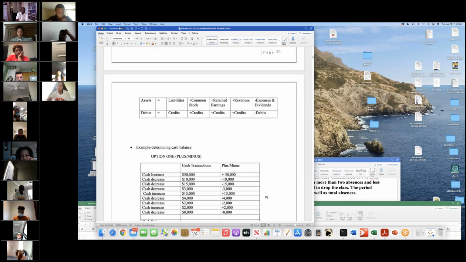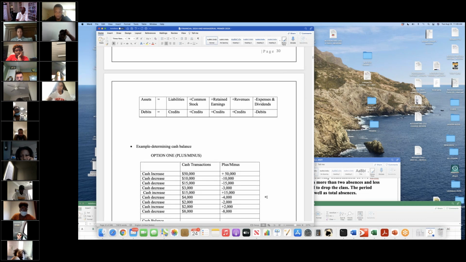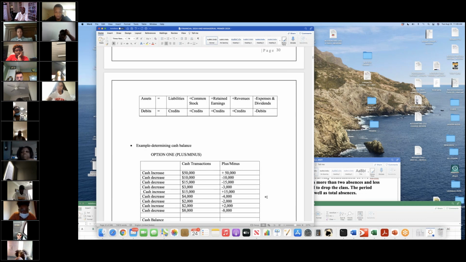Suppose I showed these transactions to you and I asked you how much money I got. That is, if I had 50, 10, 15, 3, 15, 4, 2, 2, 8. And I asked you to tell me how much cash I got. How much cash would I have?